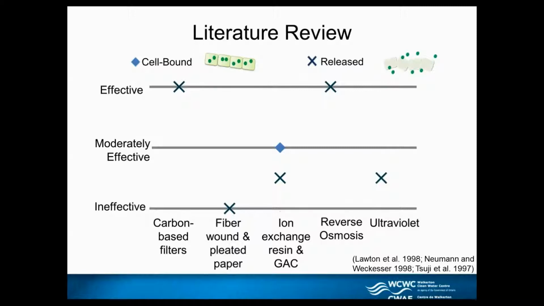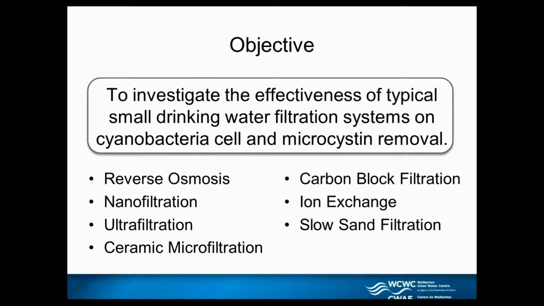So after our literature review, we set out an objective to investigate the effectiveness of typical small drinking water filter systems on cyanobacteria cells and the toxins microcystin removal. We looked at reverse osmosis, nanofiltration, ultrafiltration, ceramic microfiltration, carbon block filtration, ion exchange, and slow sand filtration. So we looked at a whole bunch of different technologies that would be suitable for small systems or even a point of entry type of system.